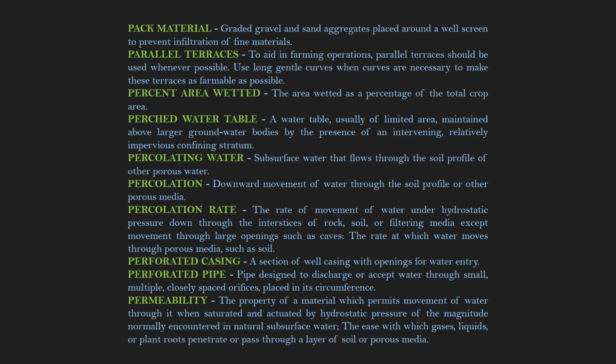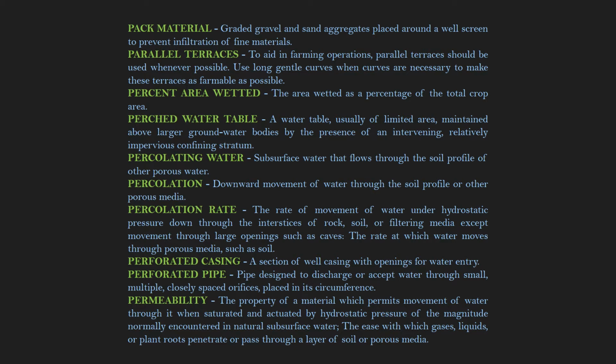Percolating water. Subsurface water that flows through the soil profile or other porous media. Percolation. Downward movement of water through the soil profile or other porous media. Percolation rate. The rate of movement of water under hydrostatic pressure down through the interstices of rock, soil, or filtering media, except movement through large openings such as caves; the rate at which water moves through porous media, such as soil. Perforated casing. A section of well casing with openings for water entry.